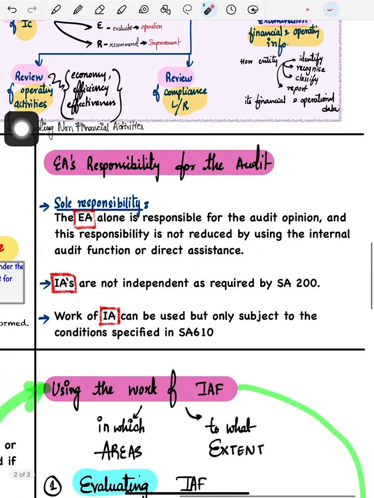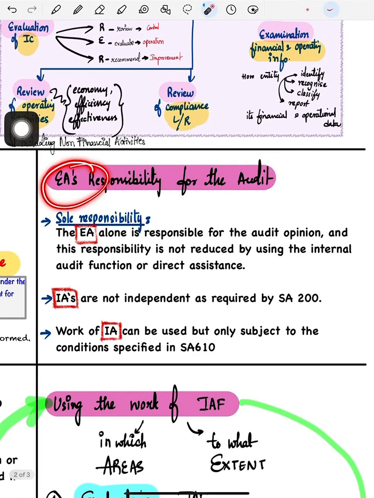So what is the external auditor's responsibility for audit? The external auditor has the sole responsibility for the audit. He is alone responsible for the audit opinion, and this responsibility is not reduced by using the internal audit function or direct assistance. Just because I'm using the internal department's work, it does not reduce my responsibility for the audit opinion. I am solely responsible for giving an opinion on the financial statements.